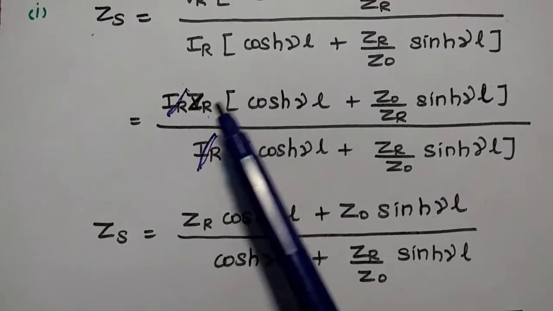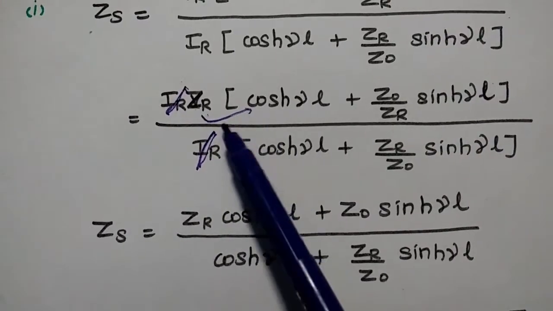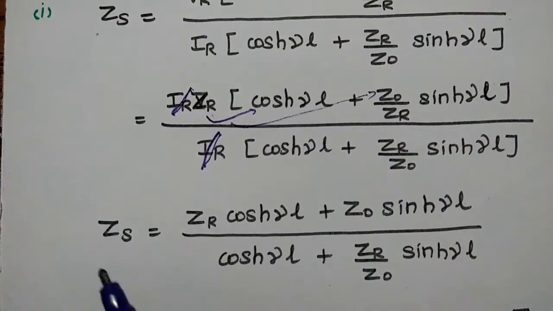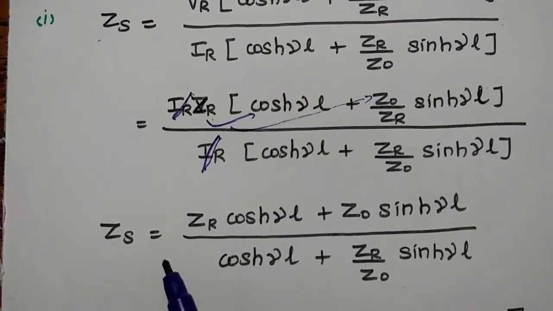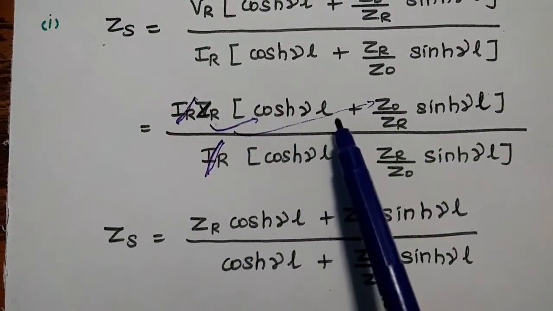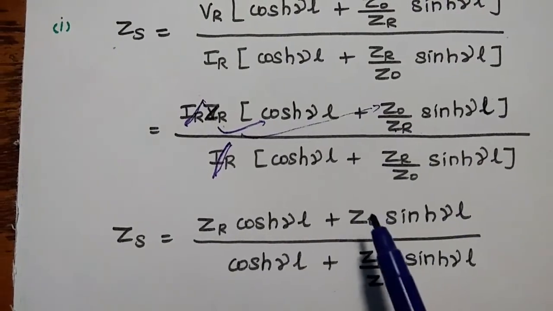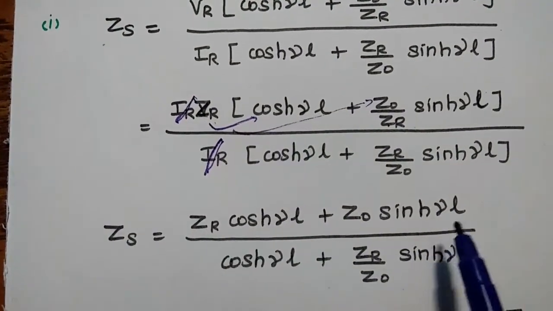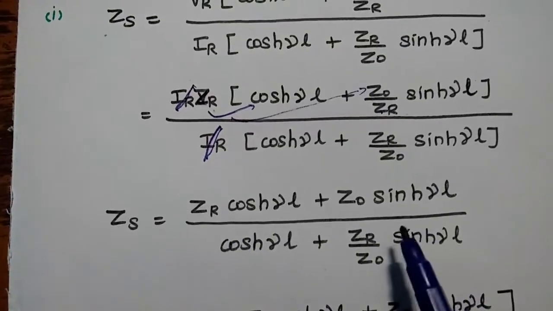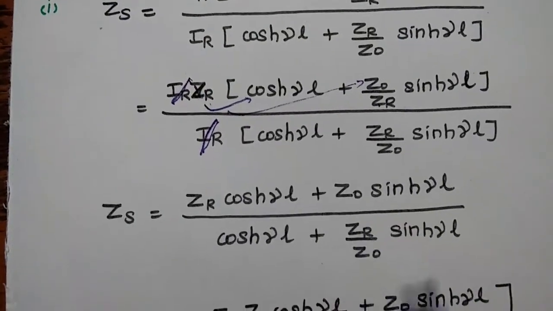So in the next step, we are going to multiply this Zr inside this bracket. So we can get Zs is equal to Zr cosh γL plus, this Zr cancels, so we can get Z0 sinh γL. In the denominator, we can have the same step as such.